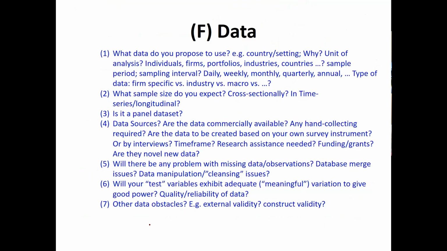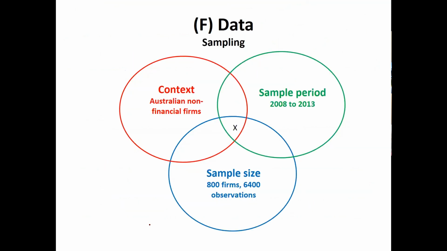The data, these are the 7 questions that we need to really address. How do I address that? The first thing is the sample size and the sampling. My proposed sample is Australian non-financial firms. Sample period is 2008 to 2013. In 2010, the gender reforms came, where firms were required to recruit more females on the board, and ASX 200 firms were given a target of achieving at least 30% female representation by 2018.